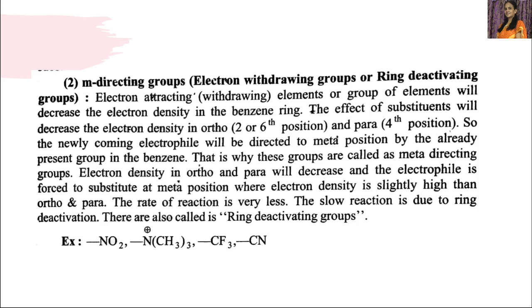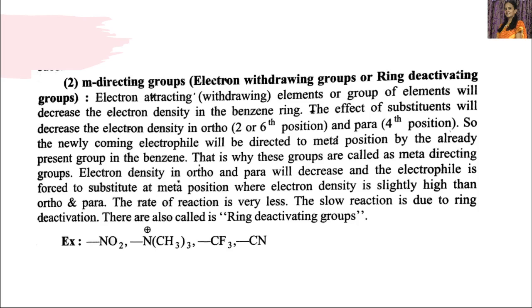Whenever an electron withdrawing group or ring deactivating group is present as the first substituent on the benzene ring, then what happens? It deactivates the benzene ring at ortho and para positions. At ortho, that is 2 and 6, and para, in the sense fourth position, the electron density will be decreased. So the newly coming electrophile will be directed to meta position by the already present group in the benzene ring.